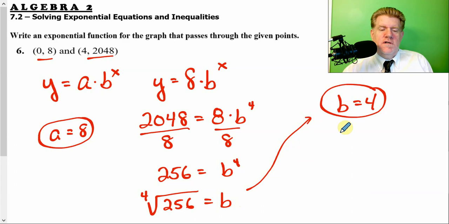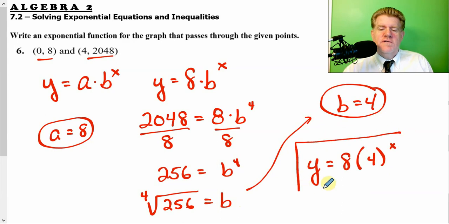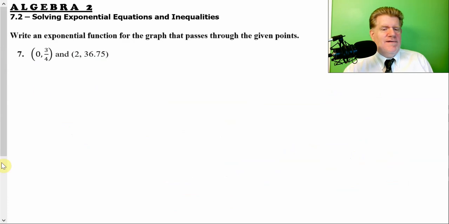All right. So I know my A is 8 and my B is 4. So my equation becomes 8 times 4 to the x. That means I start out with the number 8, and every time my x moves up 1, I multiply this by 4. So the next number is 32, and so on. Okay? That's how it all works.